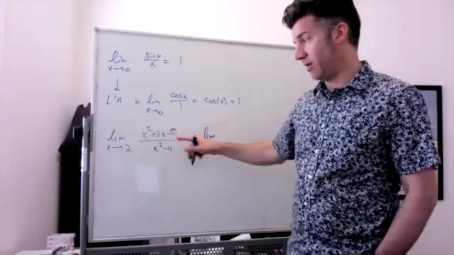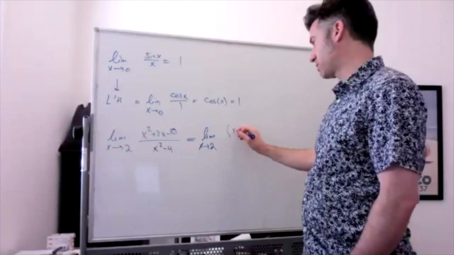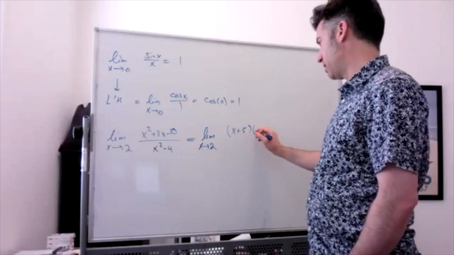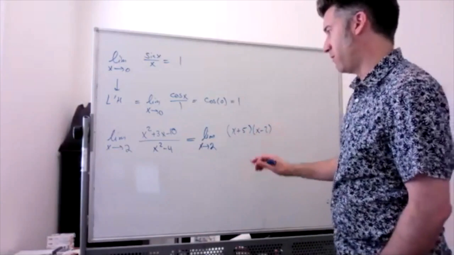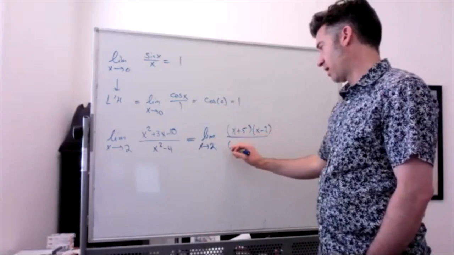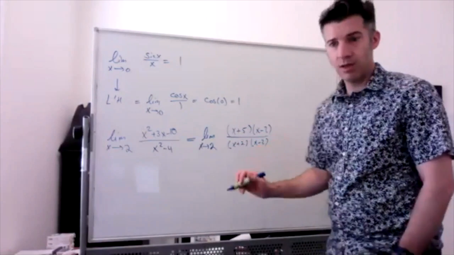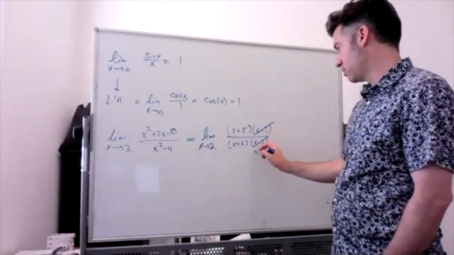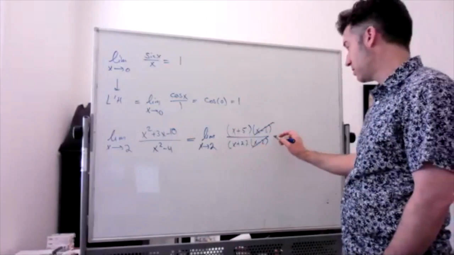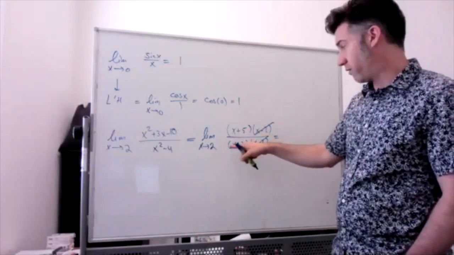So factoring the top, I get x plus 5 times x minus 2. And factoring the bottom, I get x plus 2 times x minus 2. We can cancel the x minus 2s. And then plugging in 2 for the rest, I get 2 plus 5 over 2 plus 2.